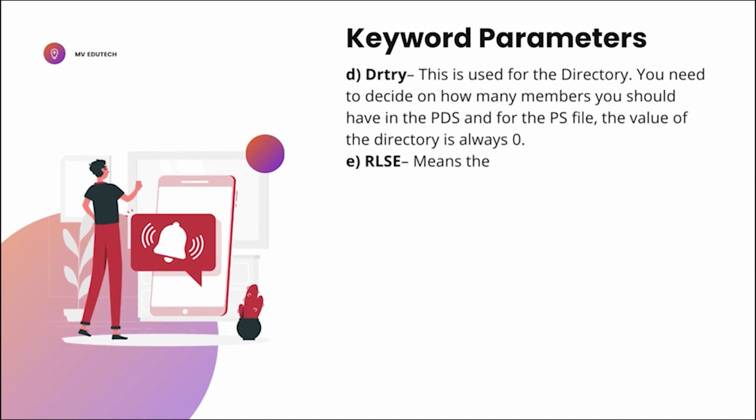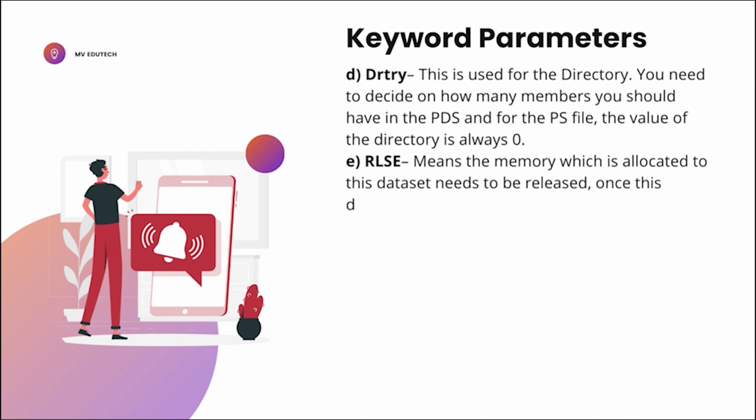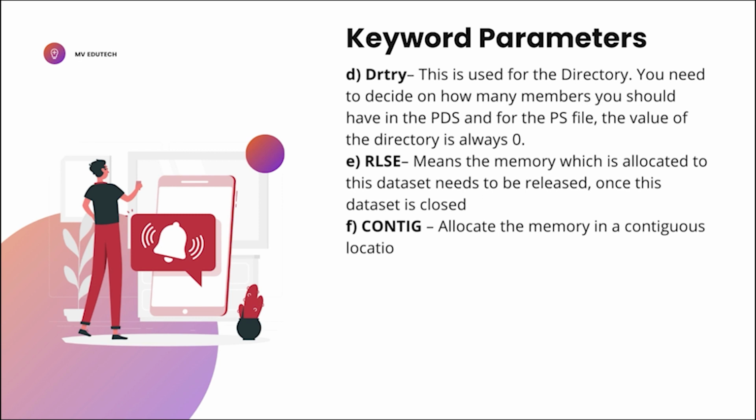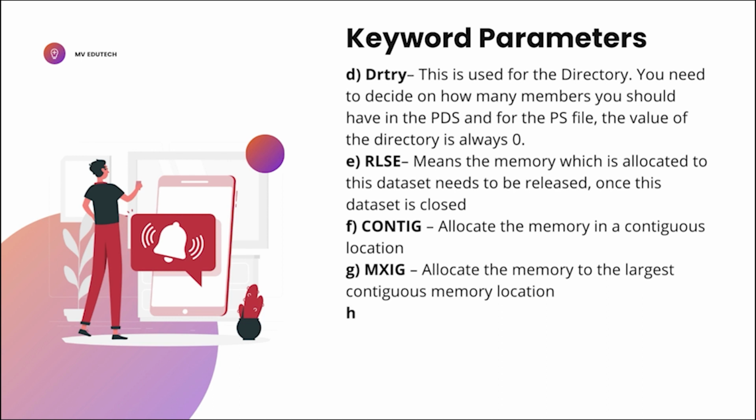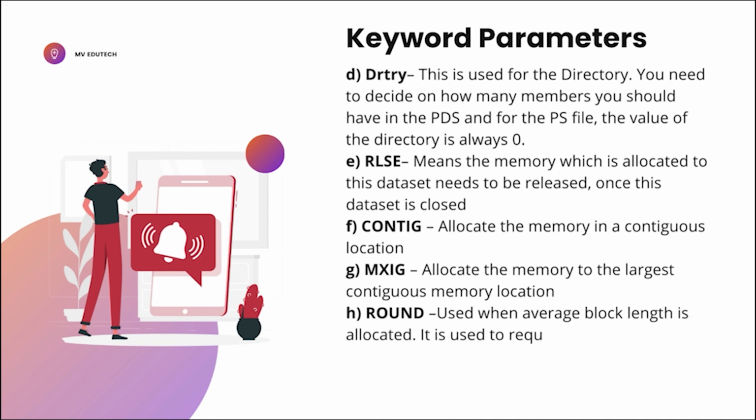E. RLSE means the memory which is allocated to this dataset needs to be released once this dataset is closed. F. CONTIG, allocate the memory in a contiguous location. G. MXIG, allocate the memory to the largest contiguous memory location. H. ROUND, used when average block length is allocated. It is used to request an entire cylinder for storage of the dataset.